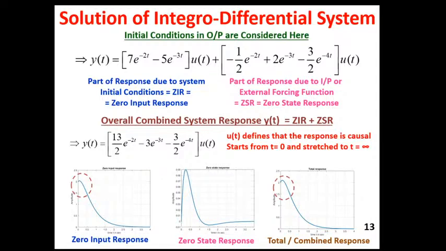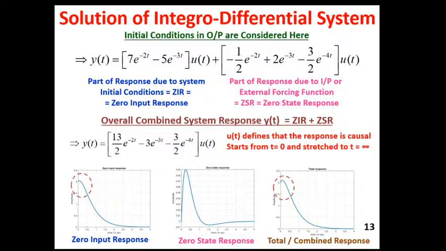So what we have found now is, at the bottom, there are three images which can be seen. The first one is a zero input response, the second one is a zero state response, and the third one is the total or combined response. And we can find towards the screen what is y(t), that is, if you are adding the first part, 7e^(-2t) - 5e^(-3t), with the -1/2 e^(-2t) term.